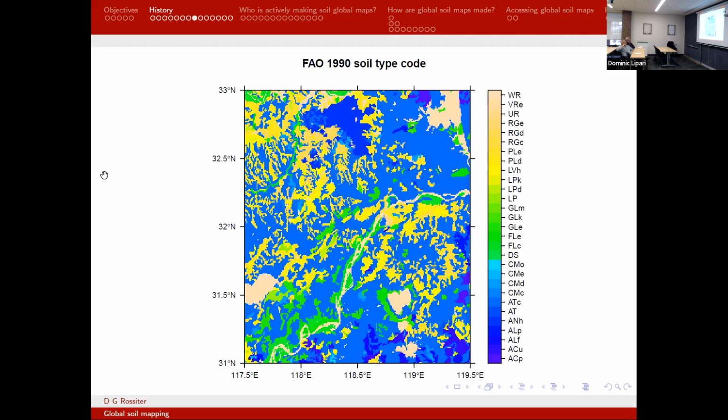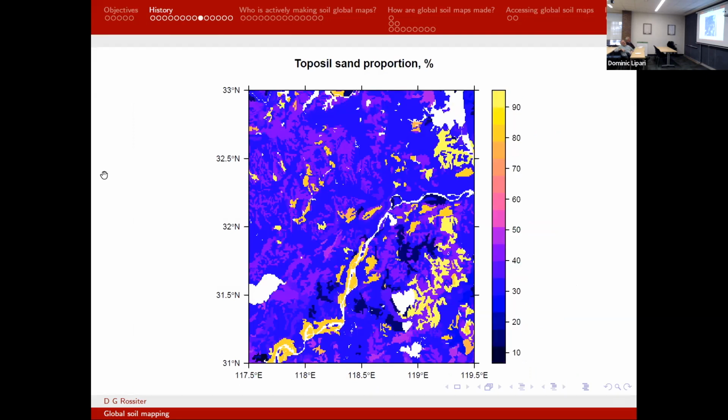This is what it looks like in a good part of the world. Let's see if anyone can identify where this is. Oh, you see it. So this is 19 here. This is in the PRC. And these are the soil type codes. You can see they have a soil type. And then you can go to those and get something like topsoil sand proportion. So you get not a bad map at this resolution.